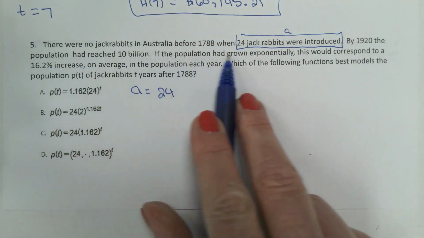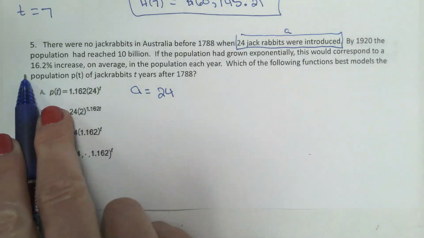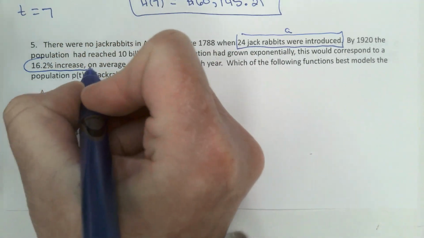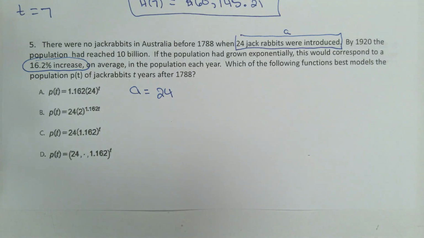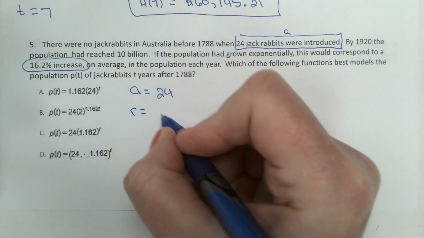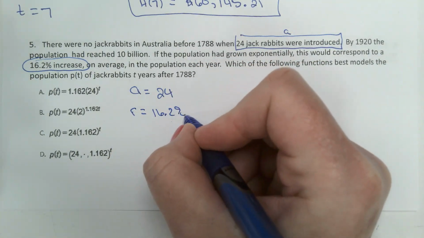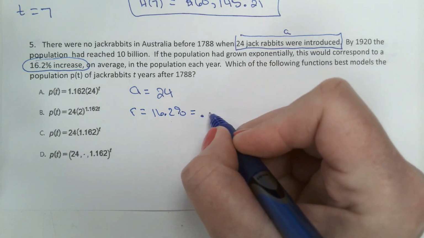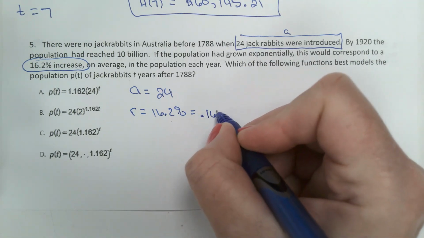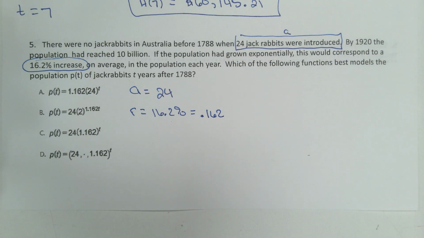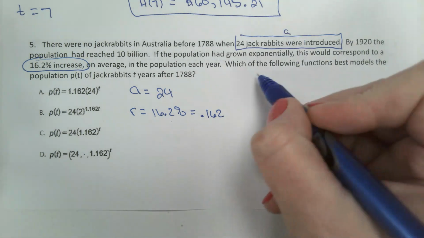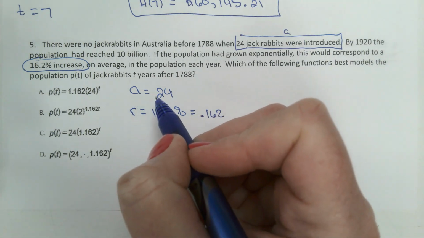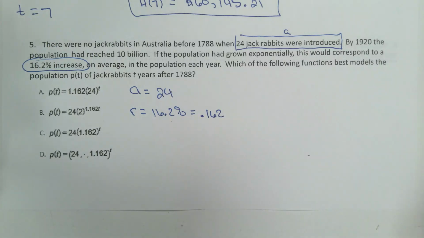It had reached 10 million. If it had grown exponentially, this rate would be a 16.2% increase. So your rate is 16.2%, and that would be 0.162 as a decimal. Which of the following best models the population?